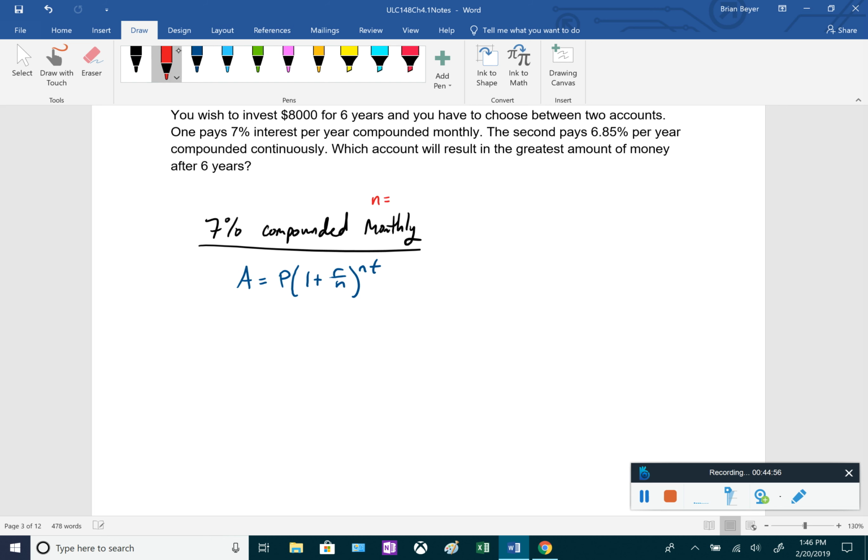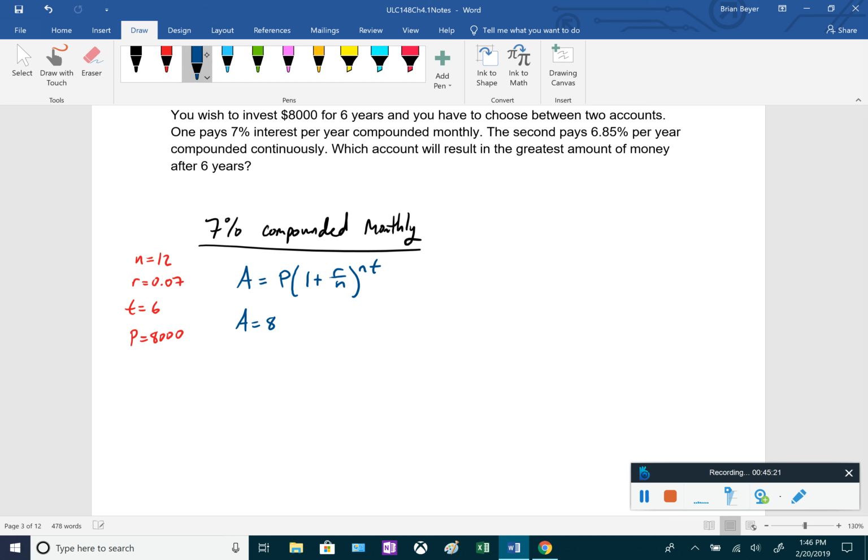Monthly means that n equals 12 times per year. The 7% is 0.07 for the R value. And T for both of these problems is going to be 6 for 6 years, and the P is going to be 8,000. So let's plug all of those in here.